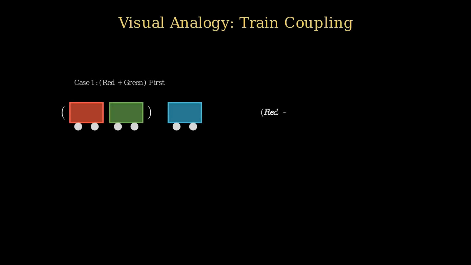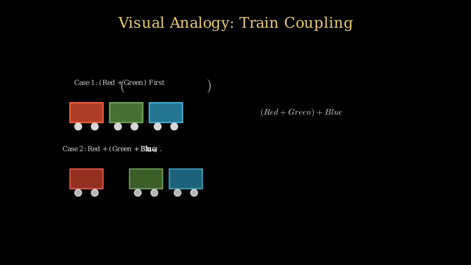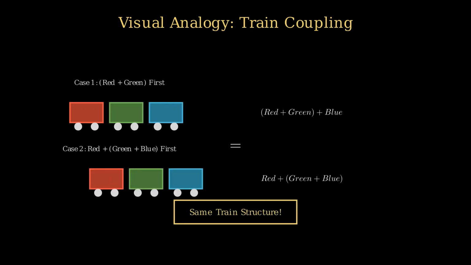Let's visualize this with a train analogy. Imagine connecting 3 separate train cars, red, green, and blue. In case 1, you connect the red and green cars first, then attach the blue car. In case 2, you couple the green and blue cars first, then connect the red car at the front. Look at the final result. Either way, you get the exact same long train. How you group them makes no difference.